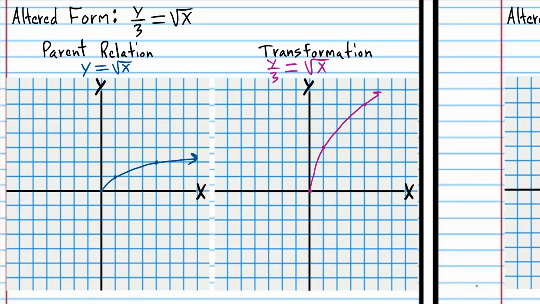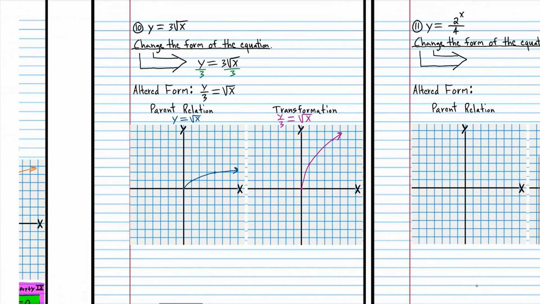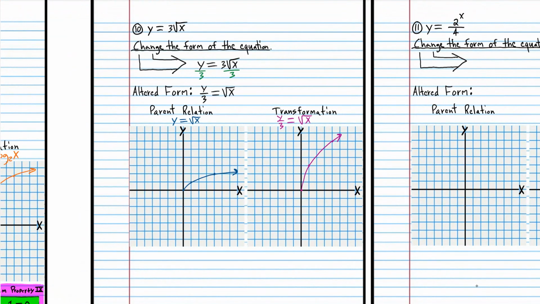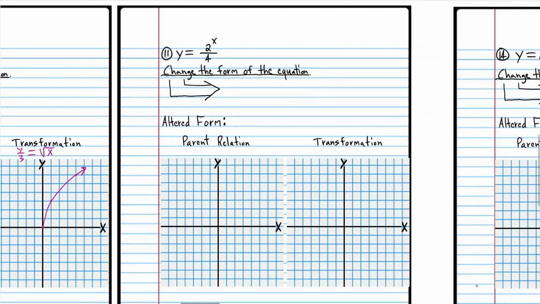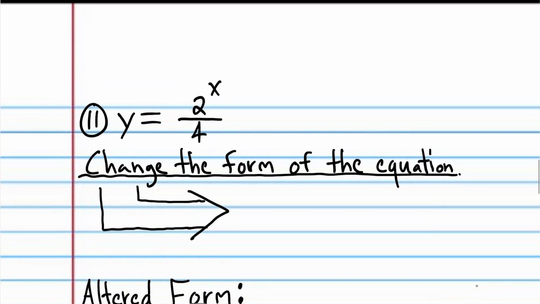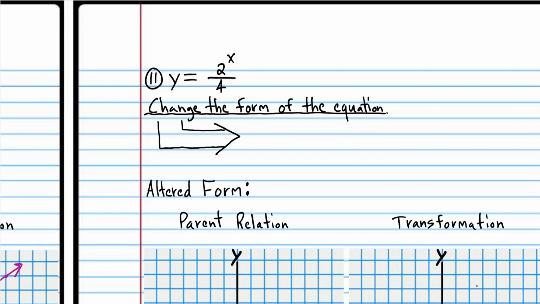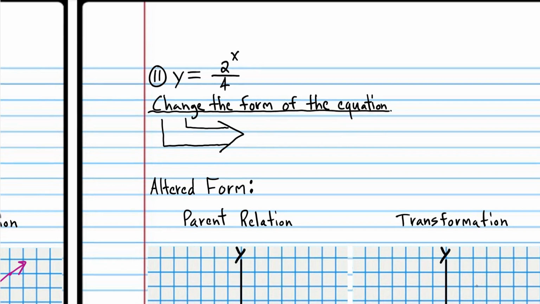Then we just connect the dots, and there you go. Okay, let's try one more of these. Obviously, we're not dividing x by 4. We're dividing 2 to the x power by 4. So we don't know what that does to the parent graph.